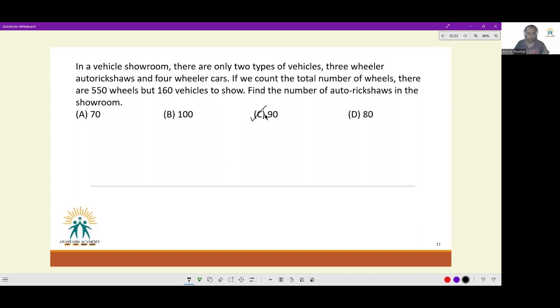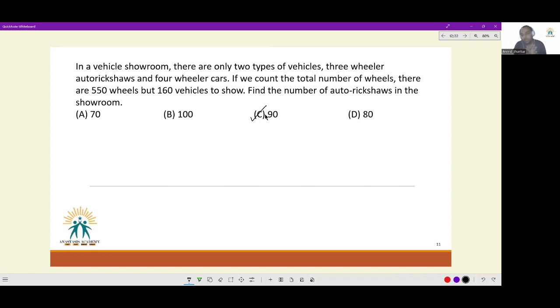See, there are 3-wheeler auto rickshaws and 4-wheeler cars. There are 550 wheels and 160 vehicles. I'm saying start off by assuming all 160 vehicles were three-wheelers. You would see how many wheels then? 480 wheels. All 160 vehicles were three-wheelers, you would see 480 wheels.